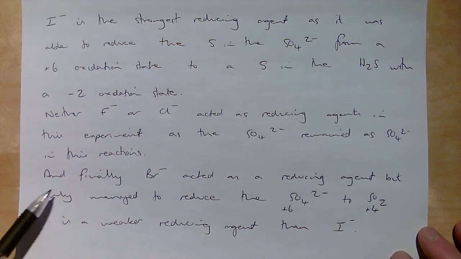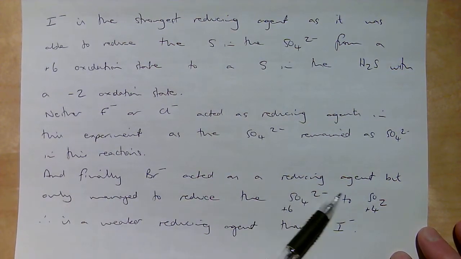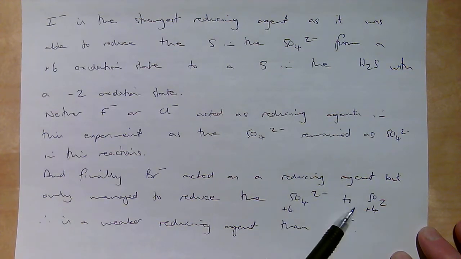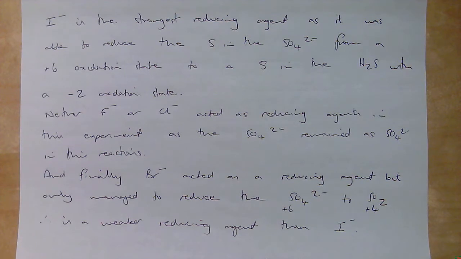And finally the Br- acted as a reducing agent, but only managed to reduce the sulfur in the SO4 from a +6 oxidation state to sulfur in the SO2 with a +4 oxidation state. So the bromide ion is a weaker reducing agent than the iodide ion. So in conclusion, we can most definitely say that the I- ion, the iodide ion, is the strongest reducing agent because it itself is most easily oxidized.